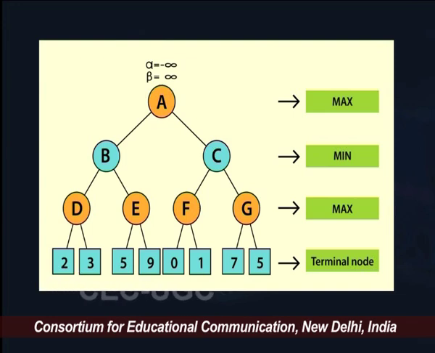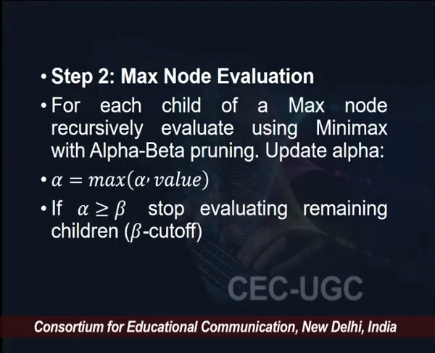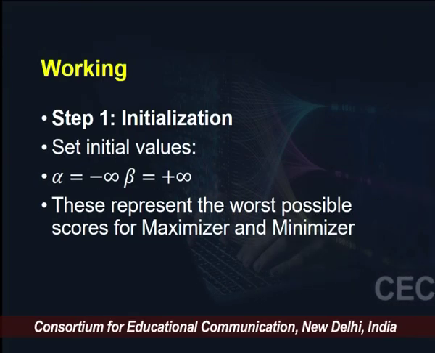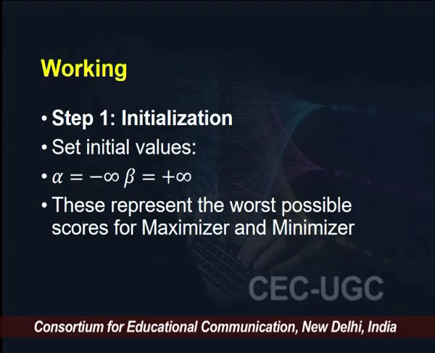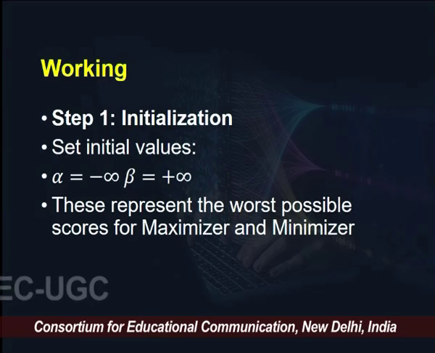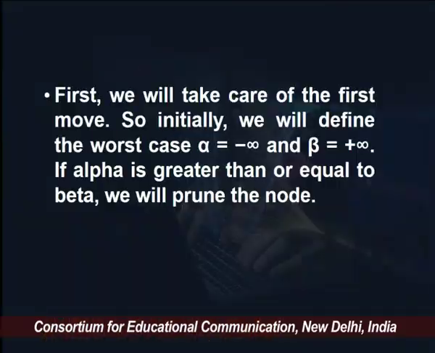The first step is the initialization, where we set up the initial values. These are set for node A, where alpha is equal to minus infinity and beta is equal to plus infinity. Please recall, alpha and beta are the worst possible scores for the maximizer and minimizer. In the first step we take care of the first move: we define alpha as minus infinity and beta as plus infinity.